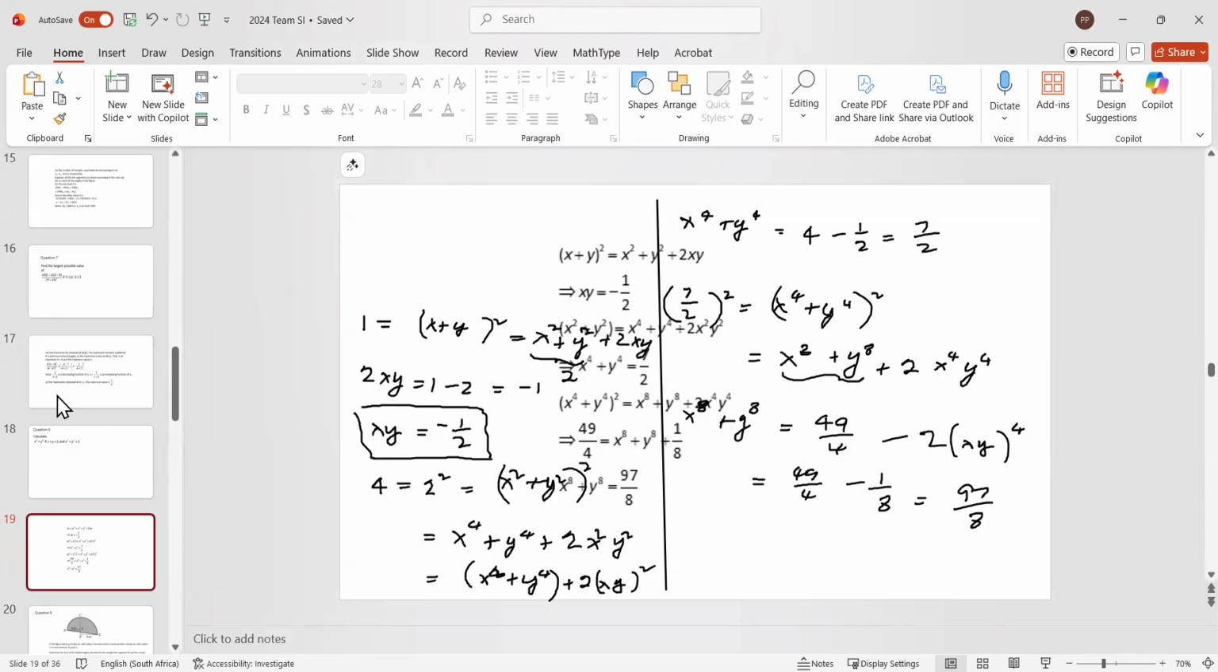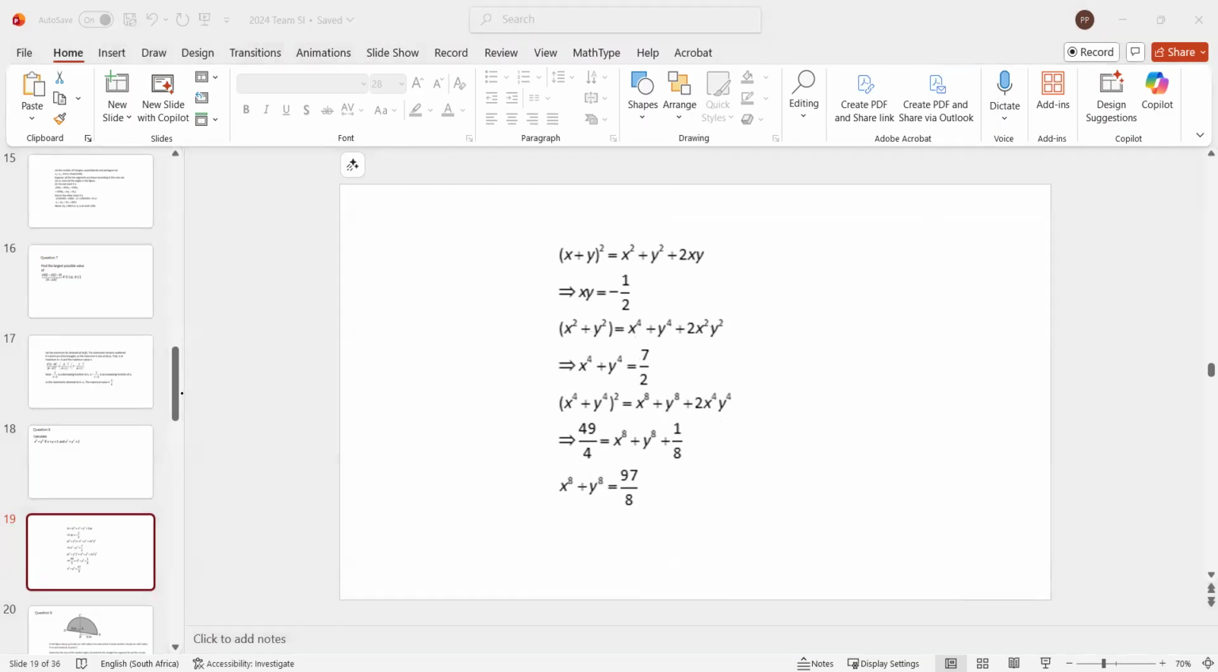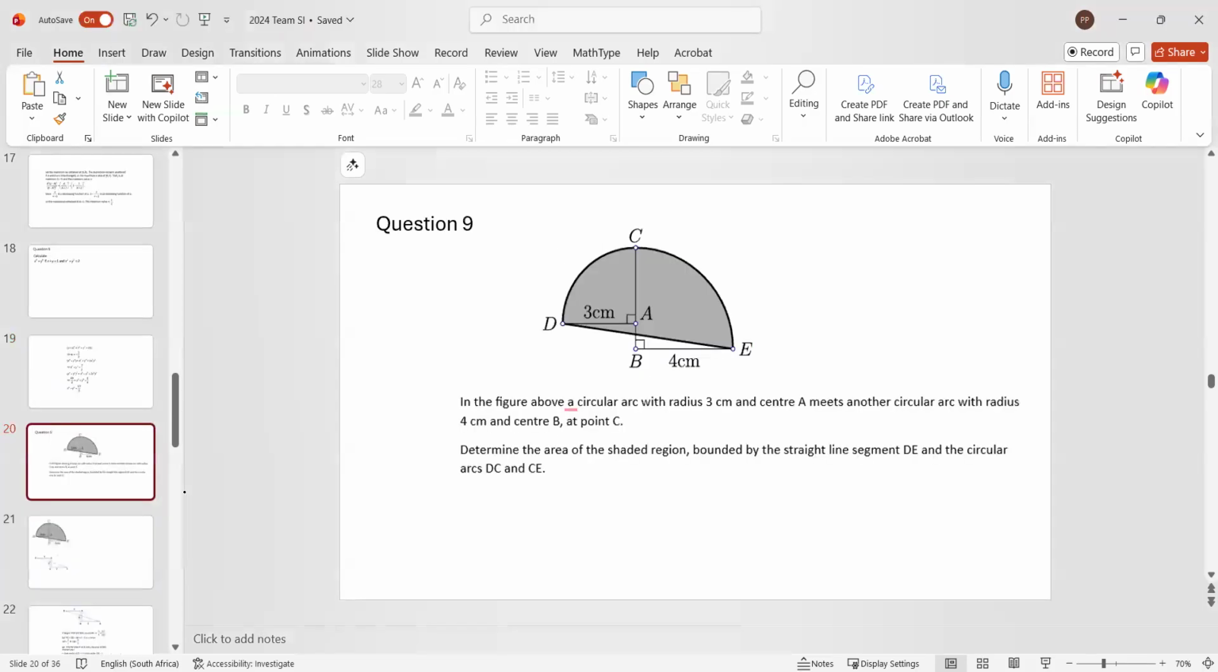Let's see what my answer was. Oh, same thing. You can see it's 97 over 8 at the bottom. It's exactly the same calculation. Okay, so that now takes me to this problem, evidently an area problem.